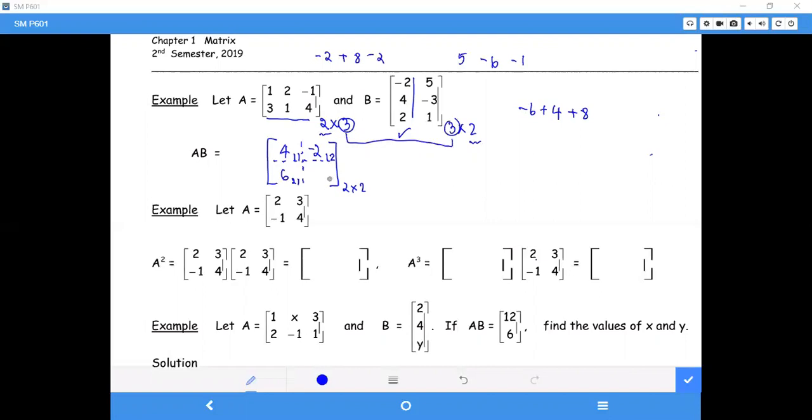The last one is position 2, 2. So multiply the second row of A with the second column of B. Let's go. 3 times 5 is 15. 1 times -3 is -3. 4 times 1 is 4. Add them up: 12 plus 4 is 16. So you have the answers now.